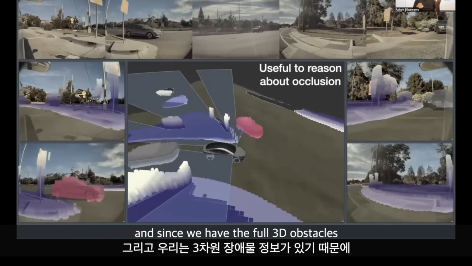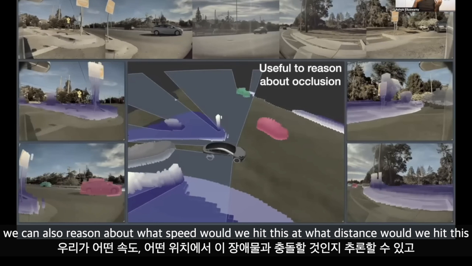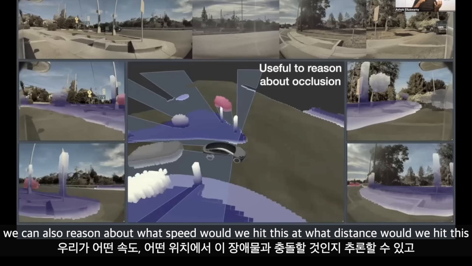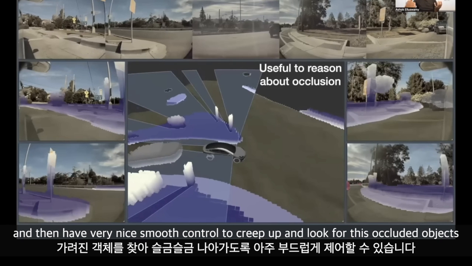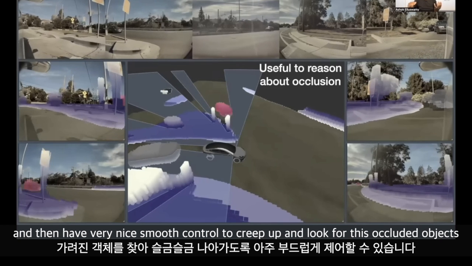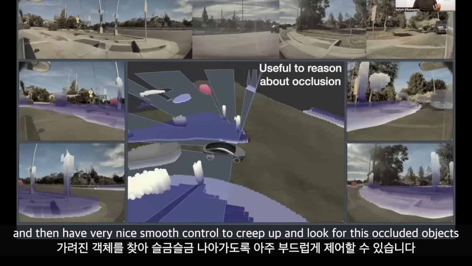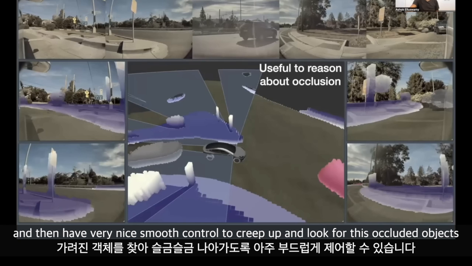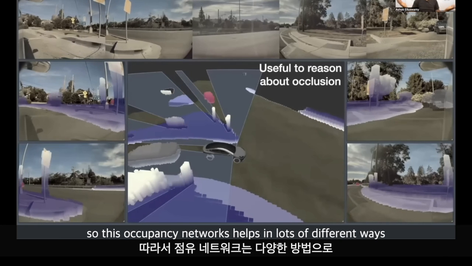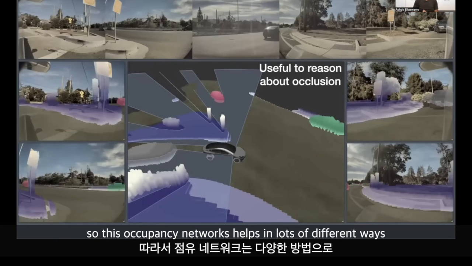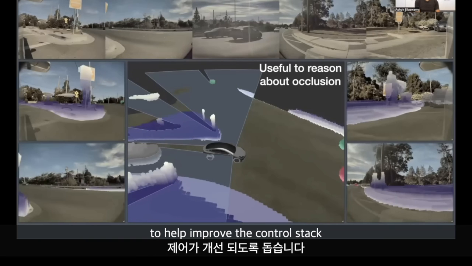And since we have the full 3D obstacles, we can also reason about at what speed would we hit this, at what distance would we hit this, and then have very nice, smooth control to creep up and look for these occluded objects. So this occupancy network helps in lots of different ways to help improve the control stack.